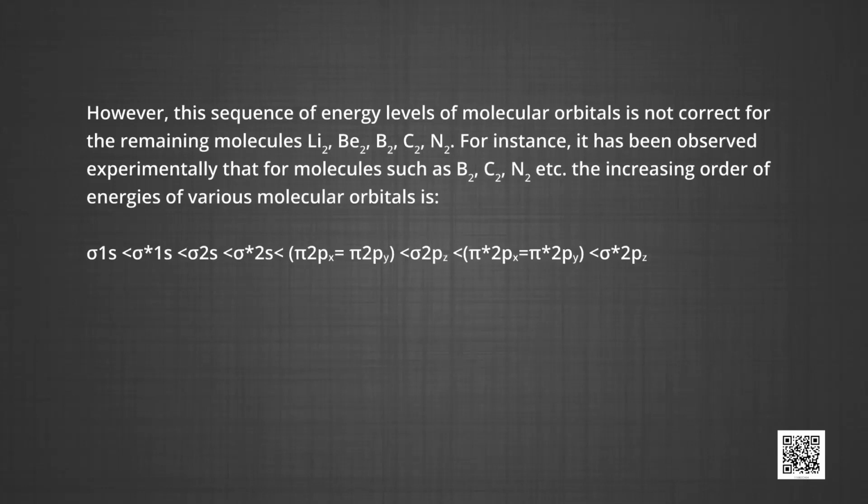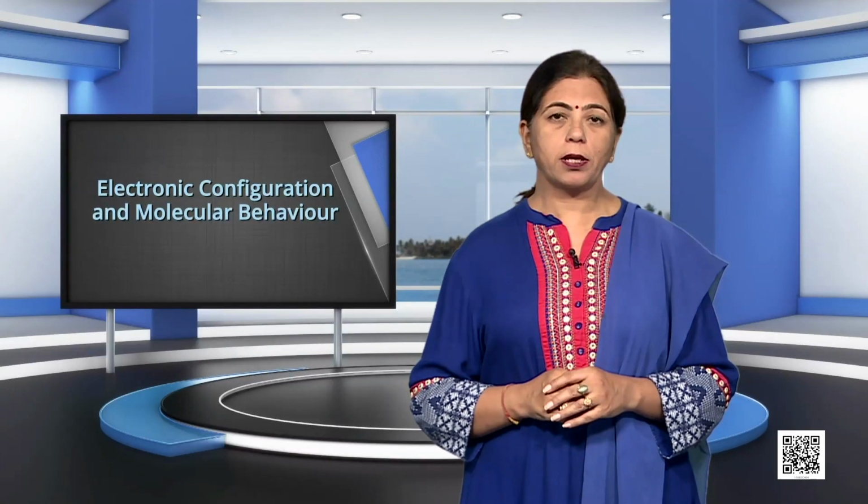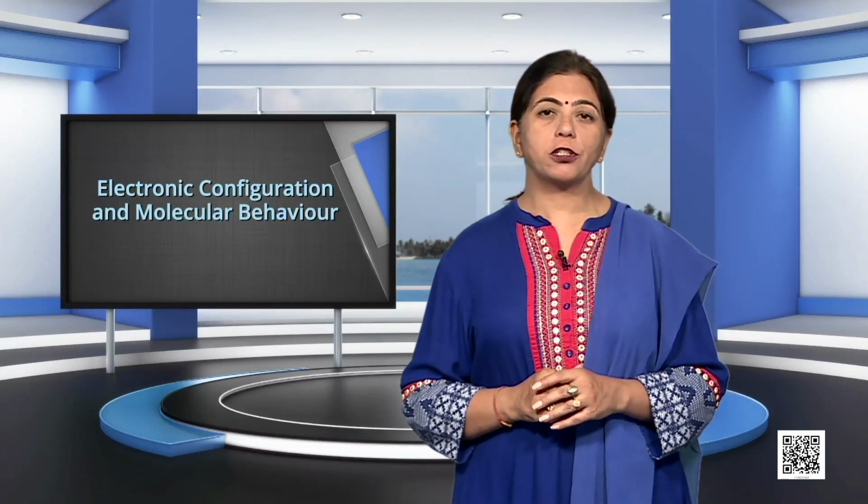You have to learn this series to write the molecular electronic configurations. The important characteristic feature of this order is that the energy of sigma 2pz molecular orbital is higher than that of pi 2px and pi 2py molecular orbitals. Now, a very important topic is the electronic configuration and the molecular behavior.